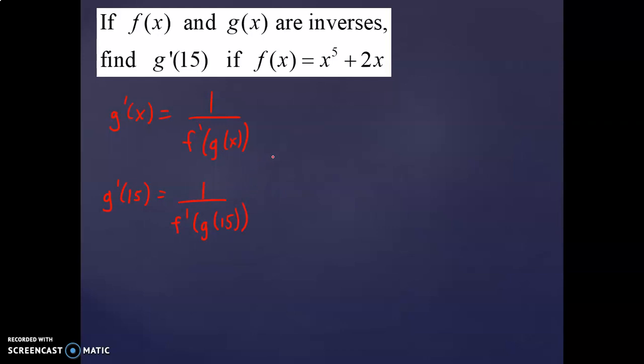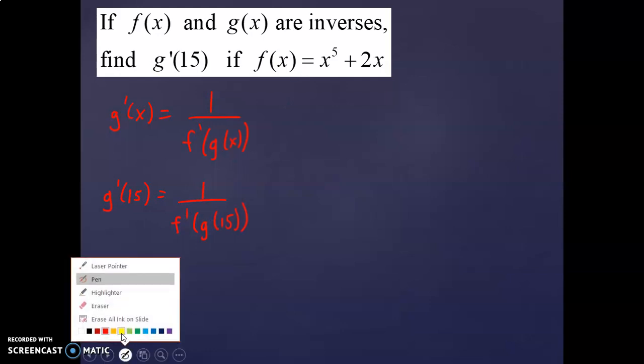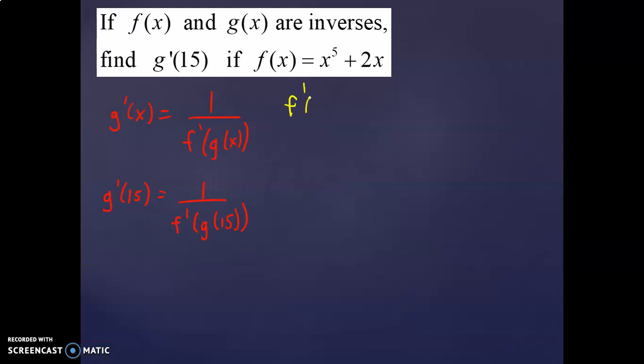All right, so there's a couple of things that I'm going to need here. I'm going to need a rule for f prime. I can get that from the equation. And then I'm going to need a value for g of 15. I don't have the g function, so we'll talk about how to find that. Let's find f prime first. So to find the derivative here, we're just going to use the power rule. So f prime of x would be 5x to the 4th plus 2. So this is the rule that I'm going to use here, but I need to figure out what g of 15 is so that I can plug that into this rule.